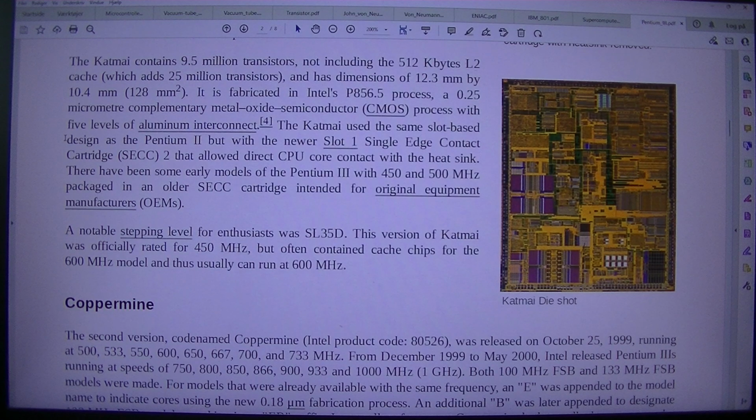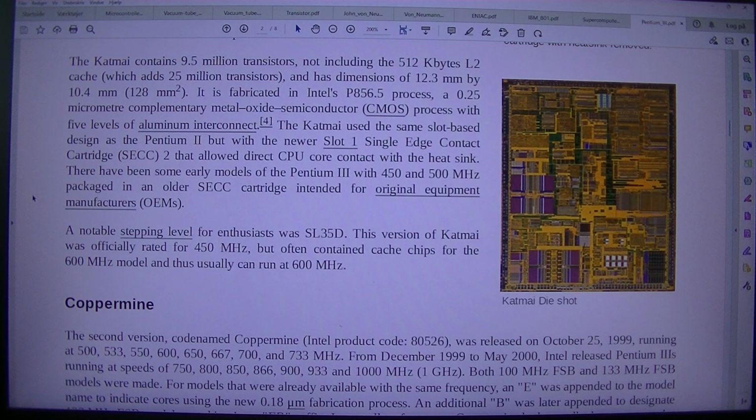The Katmai used the same slot-based design as the Pentium 2 but with the newer Slot 1 single-edge contact cartridge, SECC2, that allowed direct CPU core contact with the heatsink. There have been some early models of the Pentium 3 with 450 and 500 MHz packaged in an older SECC cartridge intended for original equipment manufacturers.